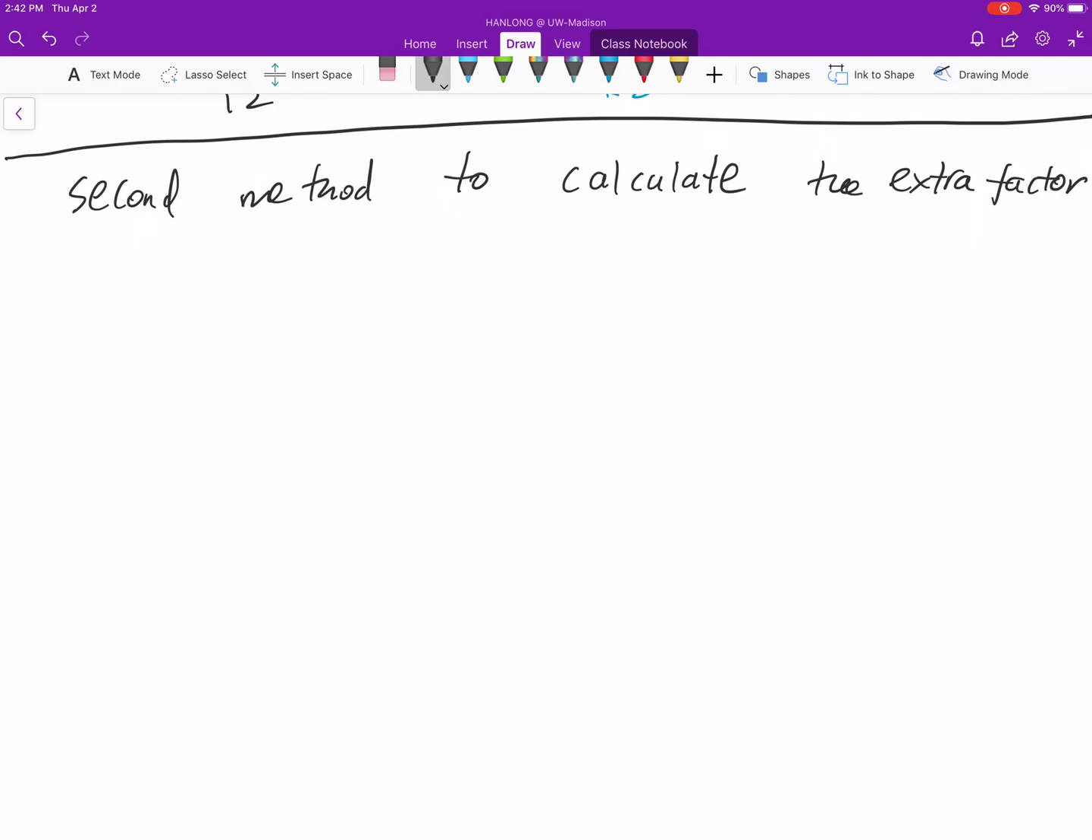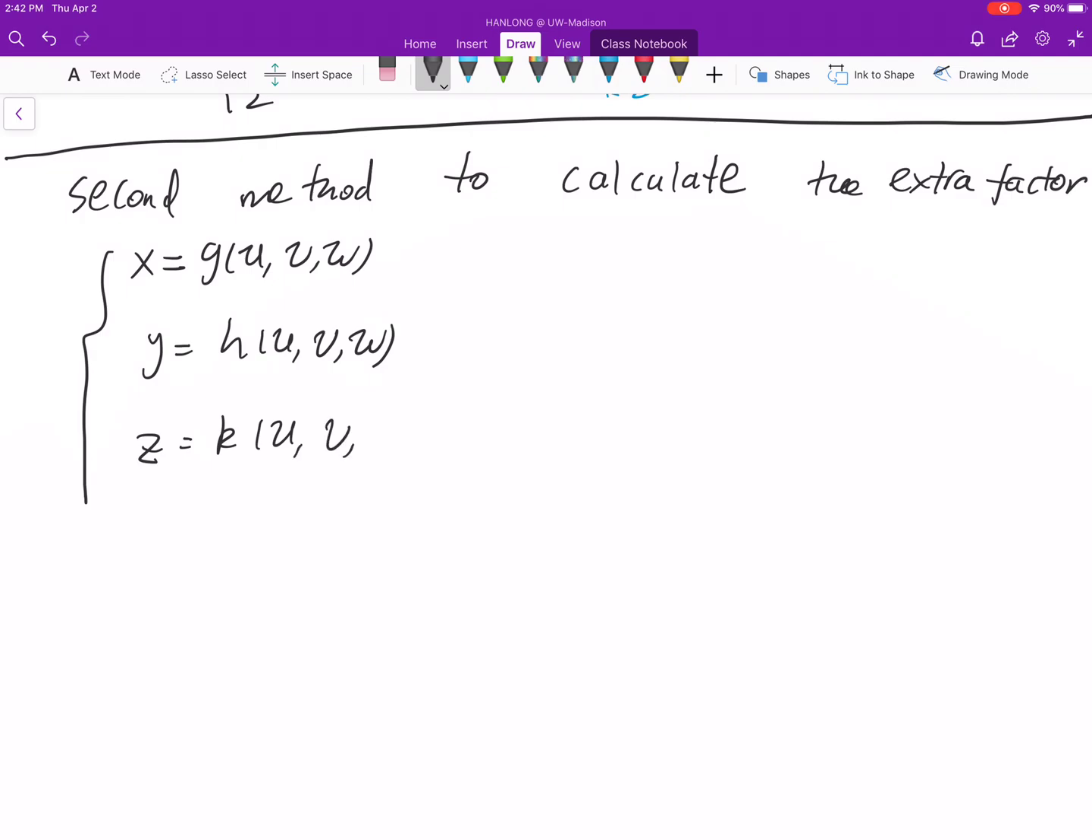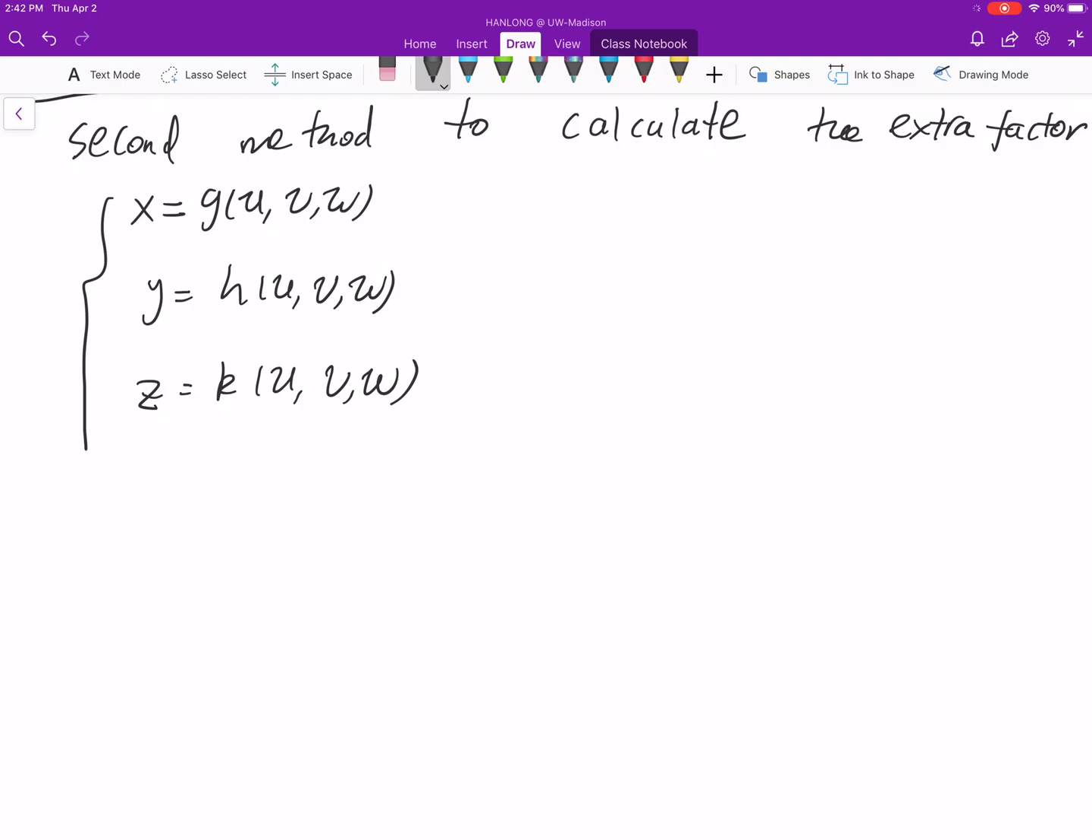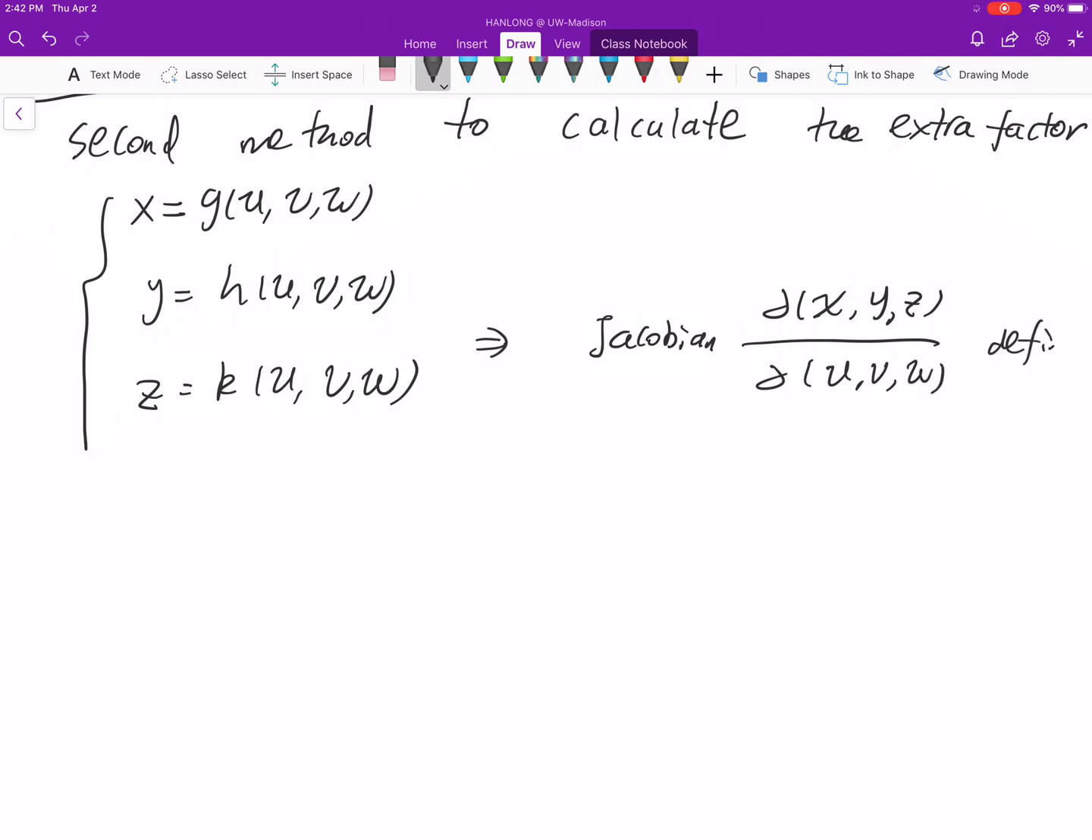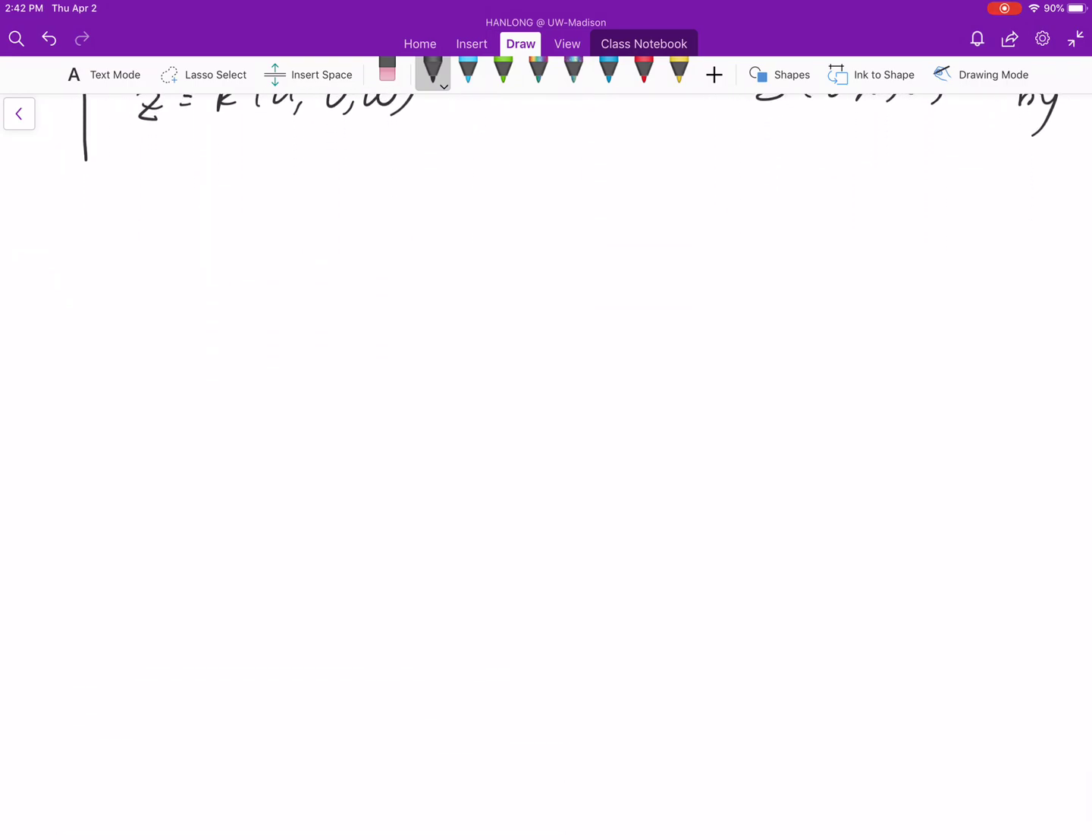Next time we will discuss how we derive this type of formula, but this time we will just take it for granted and then do the computation. So suppose x, y, z is related to a new coordinate system u, v, w by functions g, h, k, and we define the Jacobian and denote it by partial (x, y, z) over partial (u, v, w), defined by the following.